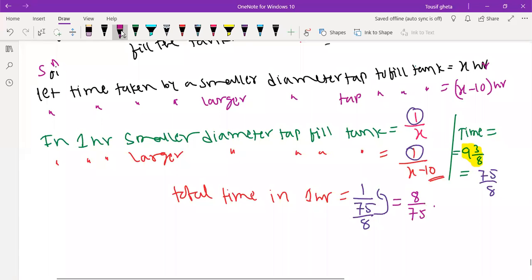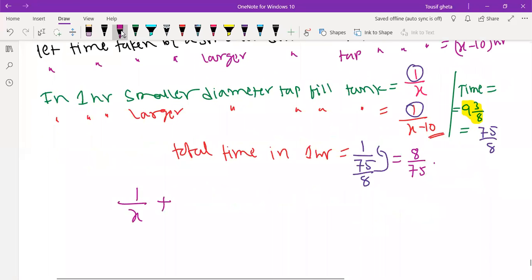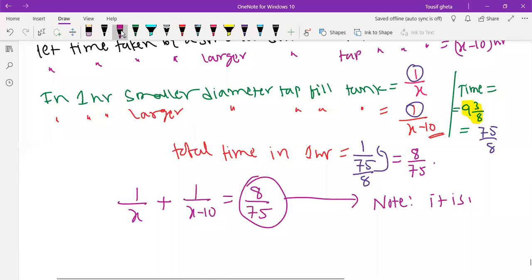Now we will use the plus concept. Plus, this is with smaller diameter. Plus, this is with larger diameter. This is actually x equals 8 by 75. See, don't write 75 by 8. It is not 75 by 8.